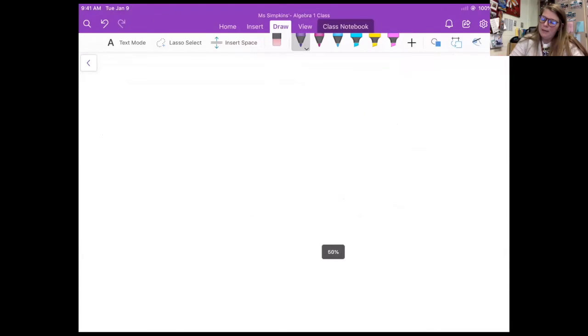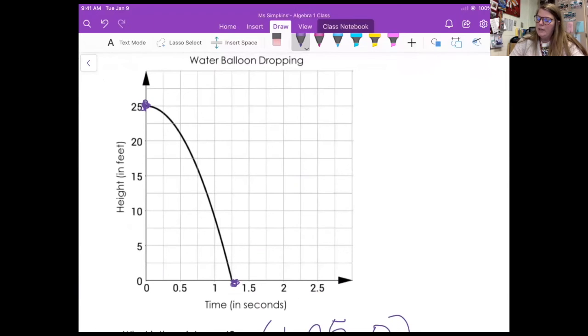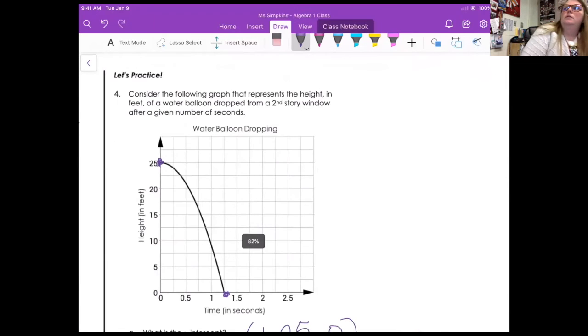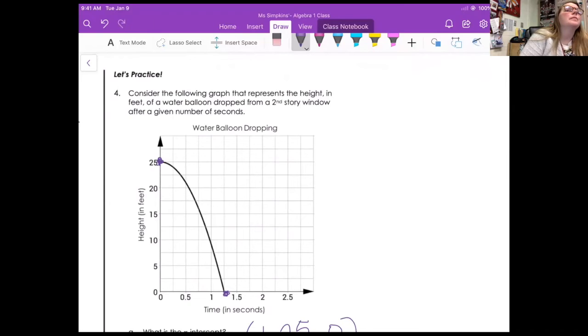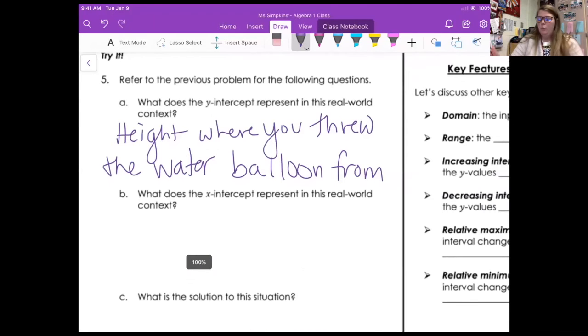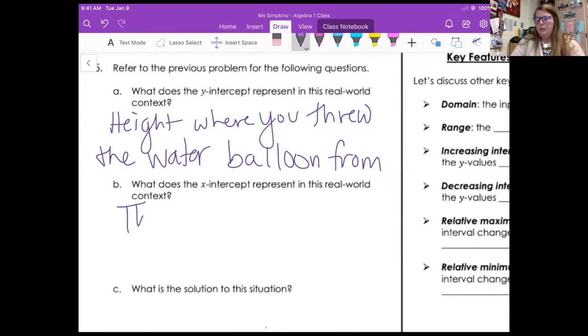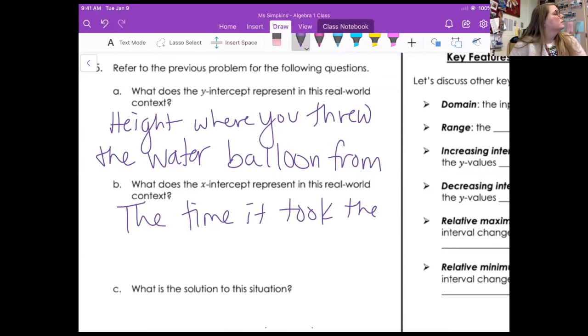Okay, so let's look at the second question, which says, what does the x-intercept represent? The time that it took to hit the ground, correct. So the time it took to hit the ground or drop, however you want to word that. So the time it took the water balloon to hit the ground. It hit the ground after 1.25 seconds. That's what that means. The height would be 0 because it's on the ground, but the time was 1.25 seconds.